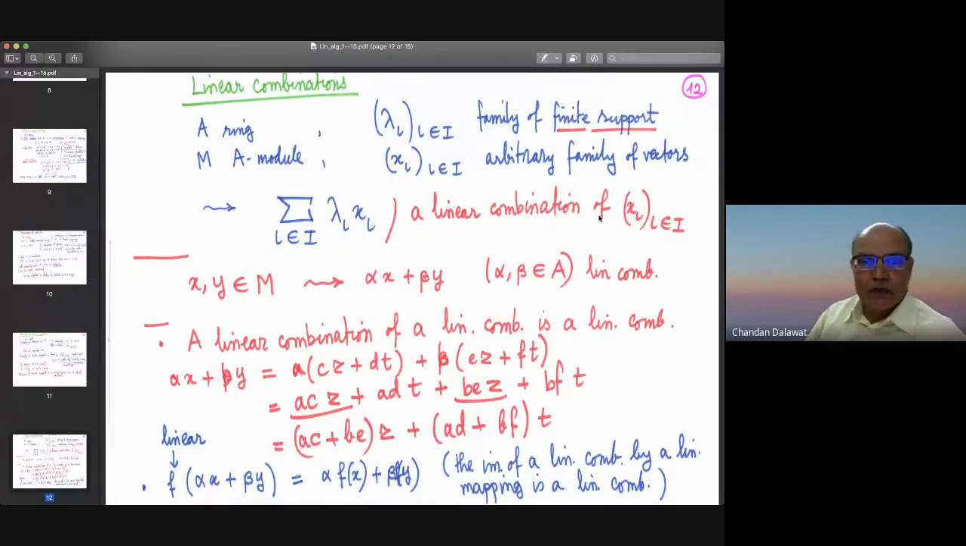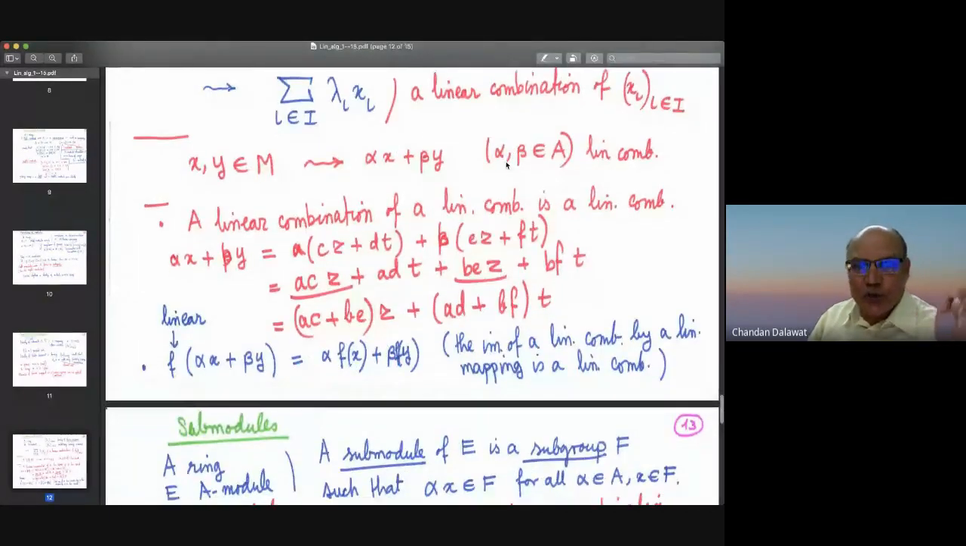So what is a linear combination of this family? It's an element of the same A-module M, from which this family is taken, which can be written as the sum of lambda_i x_i for some family of finite support lambda_i. That's it.